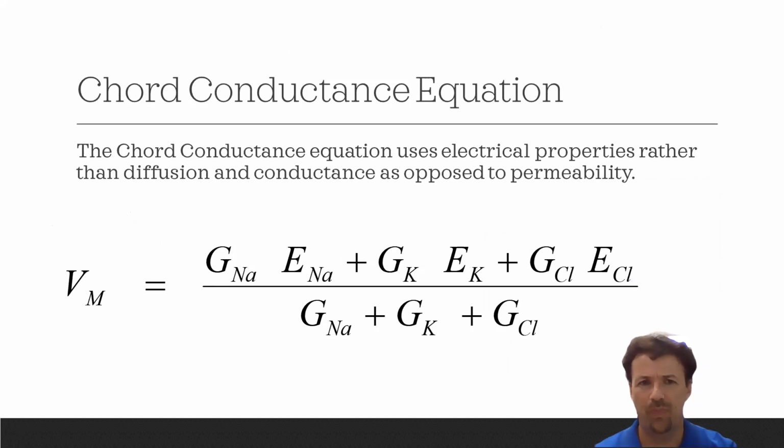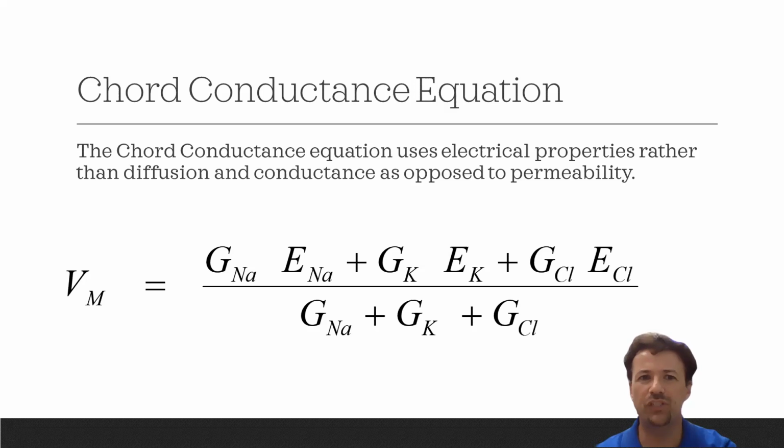Now remember, I told you that you can also consider the cell from an electrical point of view. And if you're thinking about the cell from an electrical point of view, you won't think and talk about permeabilities, but you'll talk about the term conductance. Conductance is the inverse of resistance. It's how easily current will flow through the cell membrane. And so you can talk about sodium conductance, and you can talk about potassium conductance. And if you use conductance, you can come up with a formula for the resting membrane potential that's based upon the different conductance values for each ion.